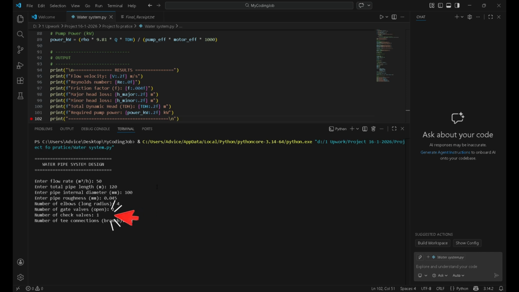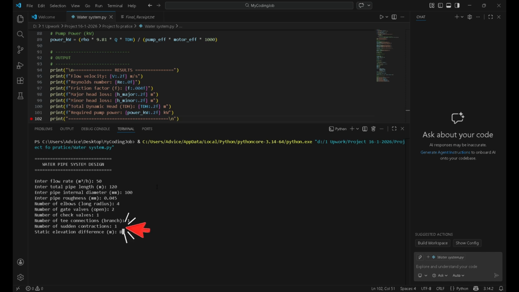7. Check valve, 1 unit. 1 check valve is used for backflow prevention. Check valves typically generate higher minor losses due to turbulence created by their internal mechanisms. 8. T connection, 1 unit. A single T-fitting for branch flow is included. Ts can introduce significant turbulence depending on configuration and carry relatively high K values, making them important in minor loss estimation. 9. Sudden contraction, 1 unit. 1 sudden contraction occurs in the system, representing an abrupt reduction in pipe diameter. Such geometry changes create substantial turbulence and contribute considerably to minor losses.